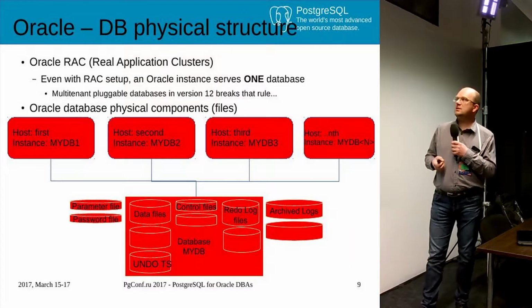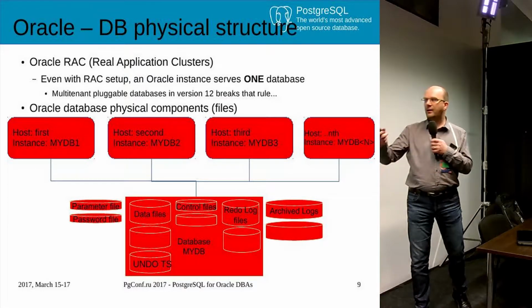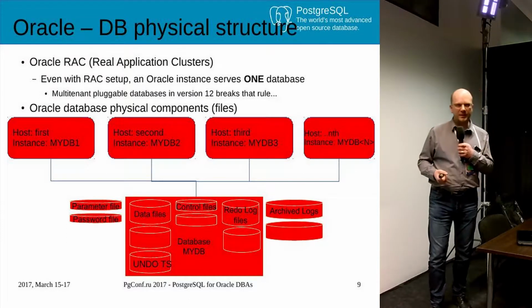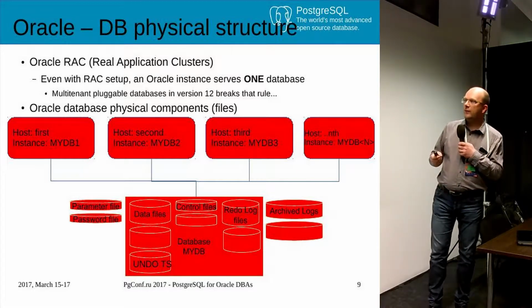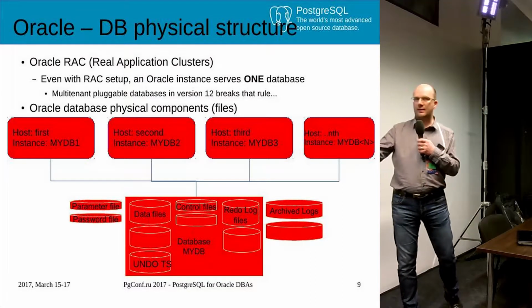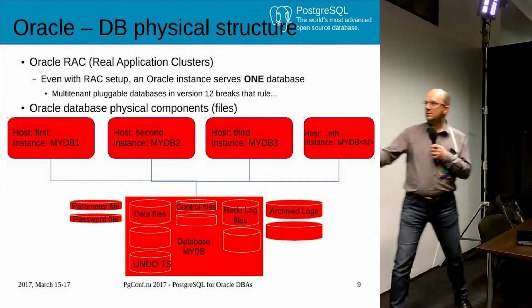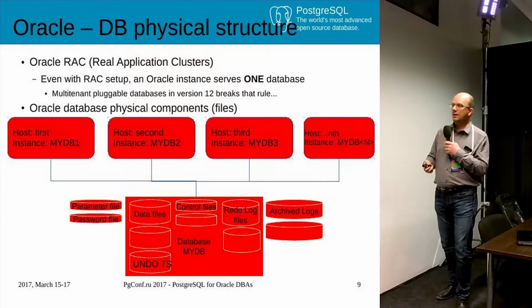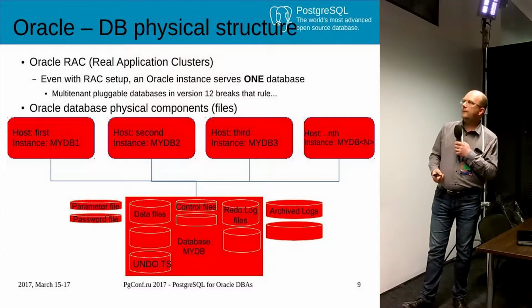What does a database consist of? Probably a well-known picture. There is a database which consists of data files, control files, online redo log files, and undo tablespace for the old version rows. There are some additional files like parameter file, password file, and archived logs, which are not part of the database, but you need them, at least those two on the left, to get the instance up and running. And the archived logs are crash protection managed by the Oracle Archiver process.